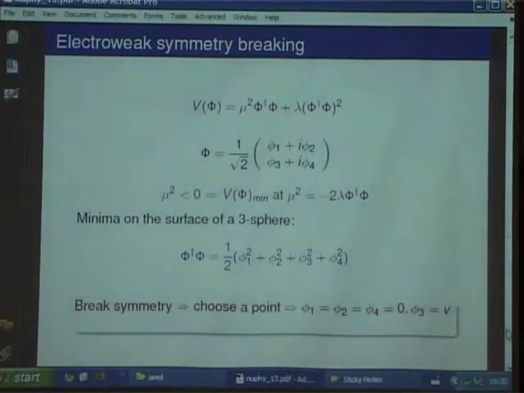Now, I'll break the symmetry by hand. Typically, I have an infinite choice of vacuums. Each point I choose will give a different vacuum. Right? Each choice of phi 1, phi 2, phi 3, phi 4 corresponds to a vacuum. One of these vacuums is our vacuum.